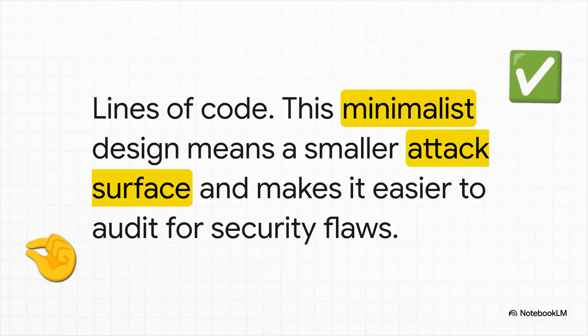So just how lean are we talking? Fewer than 4,000 lines of code. Now, to put that in perspective, some other VPN solutions have hundreds of thousands of lines. This incredibly small size isn't just about being neat. It is a massive security feature. A smaller code base means a smaller attack surface, far fewer places for bugs to hide, and it's something security experts can actually read and audit in an afternoon.